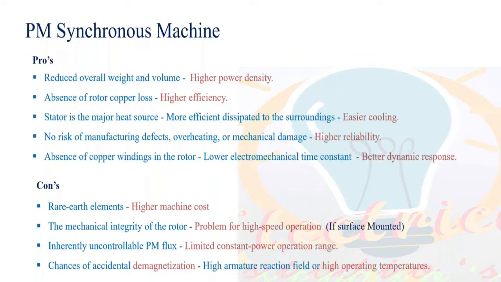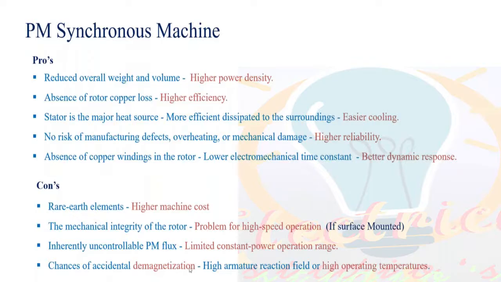In the induction motor, we don't have the permanent magnets. So we don't need to worry about very high RPM. At higher RPM, there is no permanent magnet to fly out, basically. So in the PMSM motor, we need to worry about it, especially when you mount the permanent magnets on the surface of the rotor.